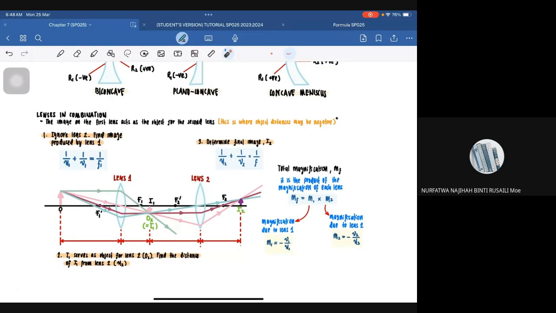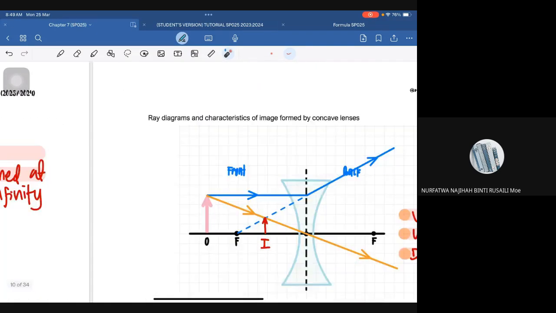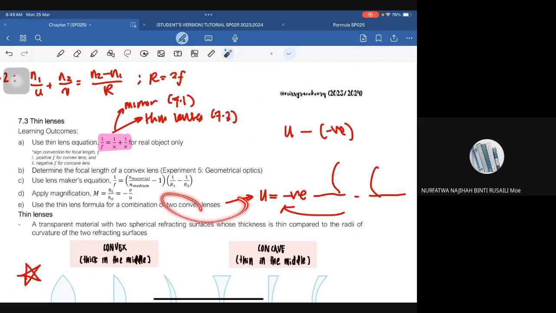This one is, I think, dia tidaklah susah, cuma dia punya steps panjang. This is lenses in combination. So instead of ada satu saja lens, dia ada 2 lens. Okay, tapi lens yang kamu akan jumpa cuma kata apa? Dia cakap 2 convex lens.